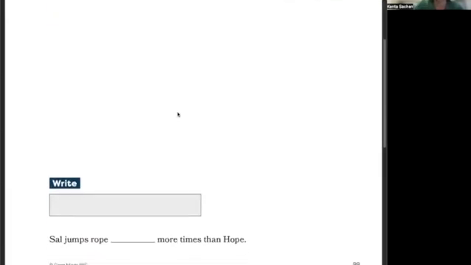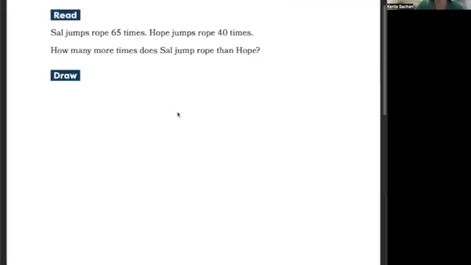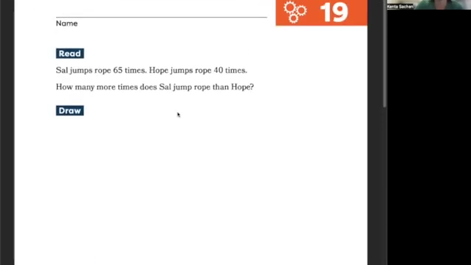Okay, so we're on page 99 of our workbook. So let's make sure we have that out, page 99 of our workbooks. And let's take a look at this problem together. It says, Sal jumps rope 65 times, right? He's a jump roper, a lot of jump ropes. Hope jumps rope 40 times. How many more times does Sal jump rope than Hope?